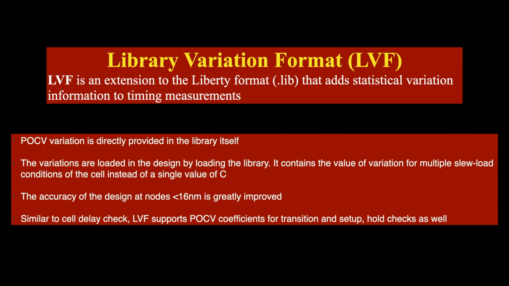It contains the value of variation for multiple slew load combinations of the cell instead of just one value of C, which we have seen just now in the first method. The accuracy is actually improved with this particular method, especially at design nodes below 60 nanometer. Similar to cell delay, LVF supports POCV coefficients for transition and setup hold checks as well.